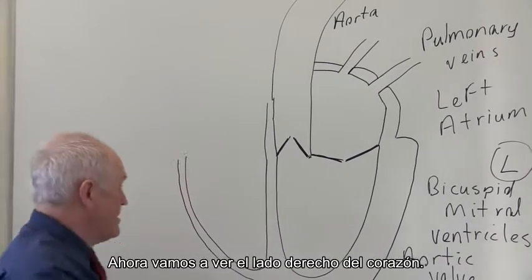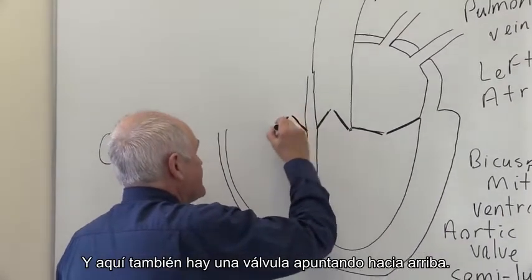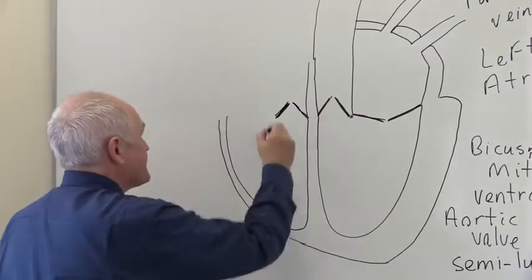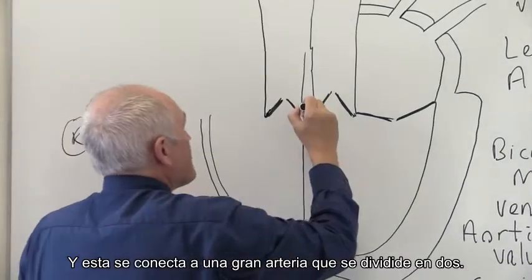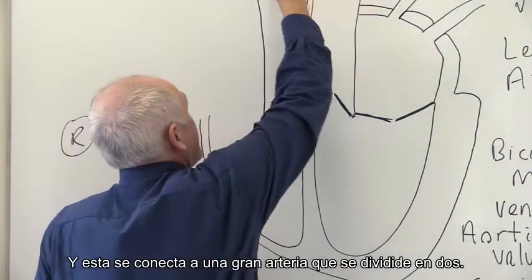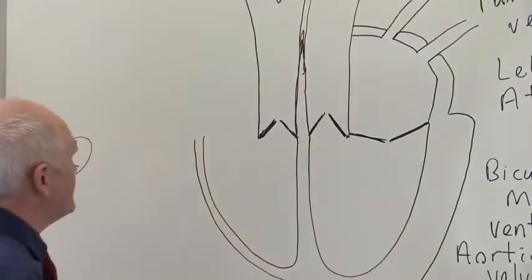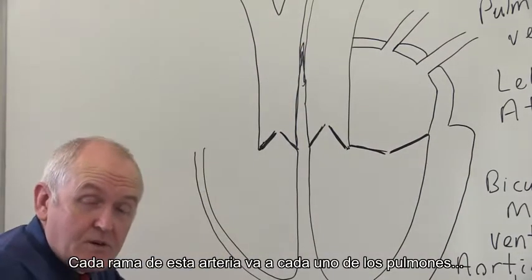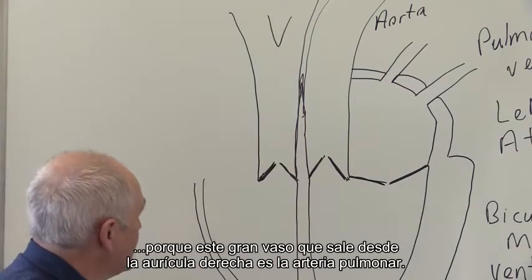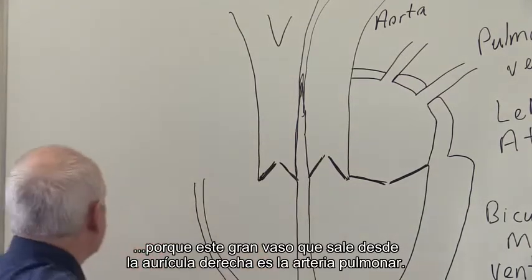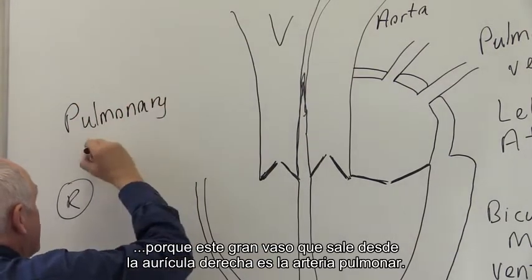Now we move on to the right side of the heart, and in the same way here, there's a valve pointing up the way like this. And this connects to a large arterial vessel, which quickly divides into two. One branch of this vessel going to each lung, because this large vessel leaving the right atrium is the pulmonary artery.